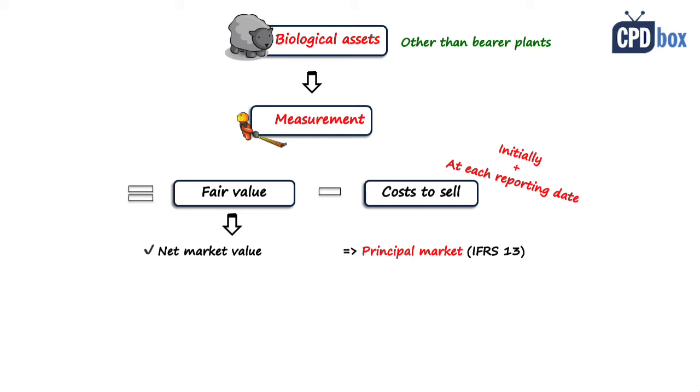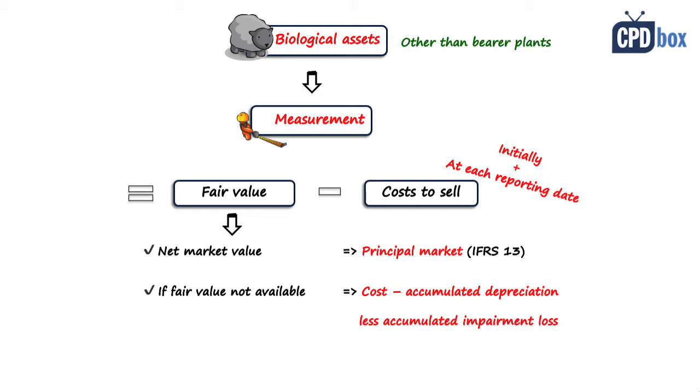So for the explanation of principal market, please take a look at our video on IFRS 13. If for some reason the fair value is not available because market prices or values are not available, then on initial recognition, the biological assets can be measured at cost, less accumulated depreciation, less impairment losses, if any. And this applies only for non-current biological assets because the current biological asset would be gone from the statement of financial position within 1 year. And it is applicable only on initial recognition until the fair value is available again.